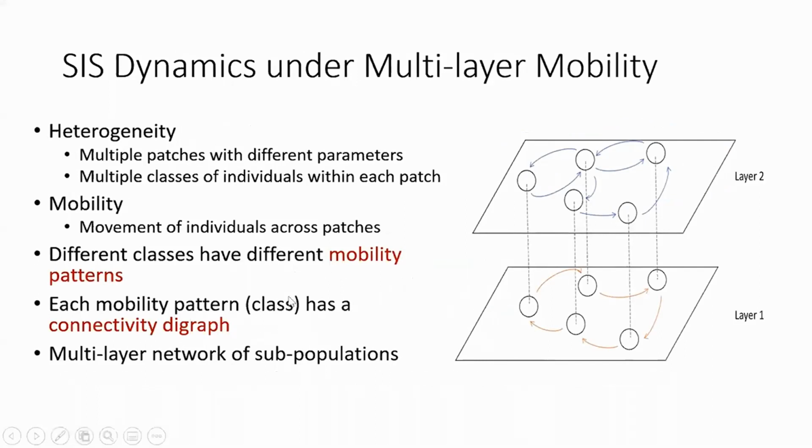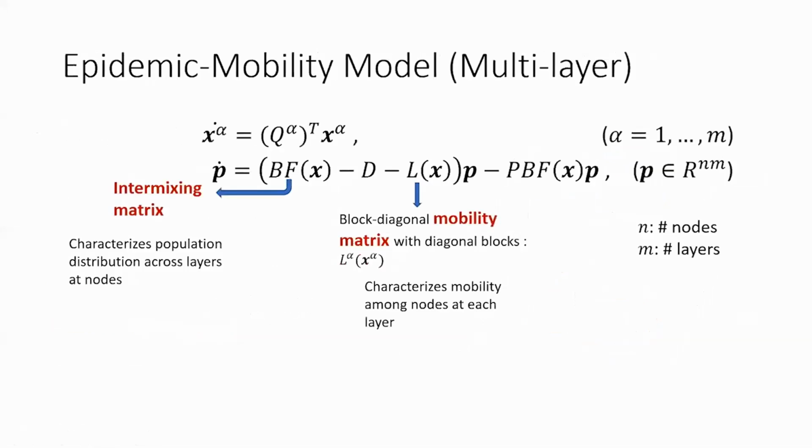What we get is a multi-layer network of subpopulations where the epidemic is spreading at each of the nodes, but the mobility is happening on each of the layers of the multi-layer network. As you can see from the equations, the first equation here describes the mobility, which is uncoupled for each of the layers, but the epidemic spreading at each of the nodes is coupled through the mobility.